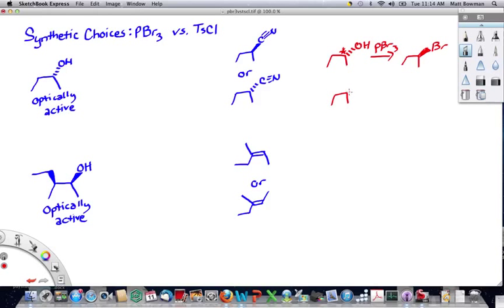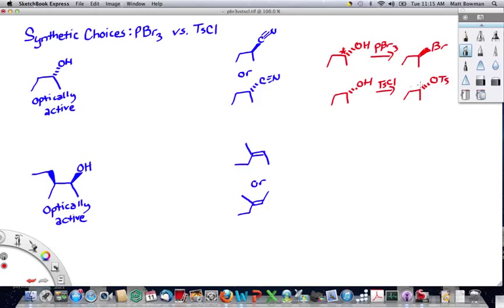Tosyl chloride, on the other hand, will change an OH into a tosylate leaving group, and the stereocenter remains the same because the carbon-oxygen bond does not change. Where this can come in useful.